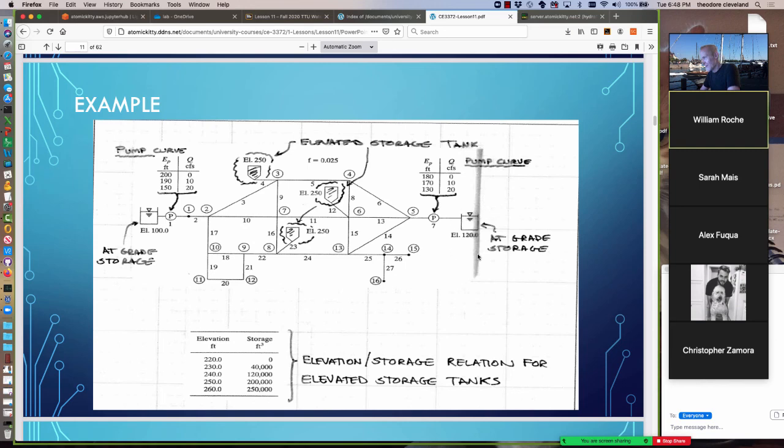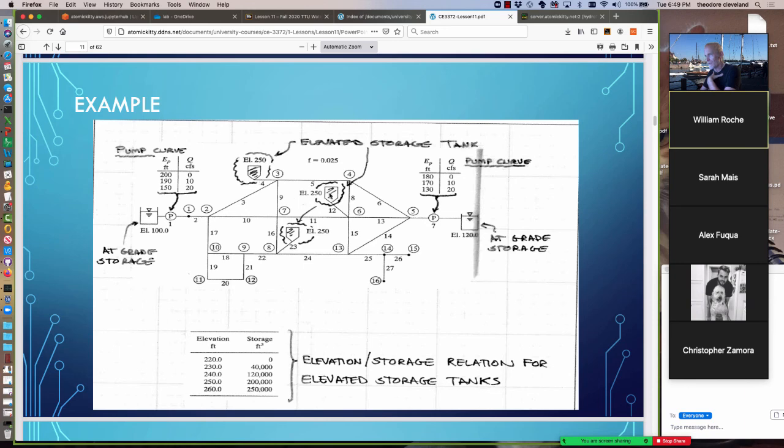On the right side of the figure, there's another reservoir. Its pool elevation is 120 feet, and it has its own pump that's pushing into the network. And this pump here has the following pump curve behavior. At shutoff, it produces 180 feet of head. At 10 cubic feet per second, 170 feet of head. And at 20 cubic feet per second, 130 feet of head. So those are the two fixed grade nodes that are available to this network.